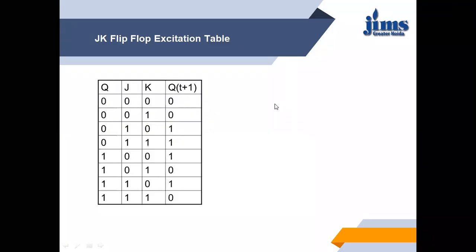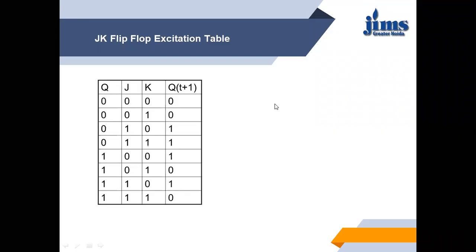Now we have to find out the excitation table. In this case, you never need to just remember or jot down the characteristic table and the characteristic equation. The more important thing is to remember the excitation table, because you can draw the characteristic table with the help of the operation table. The main thing is you have to remember the excitation table. In the next few slides, I'll show you how to remember these excitation tables.